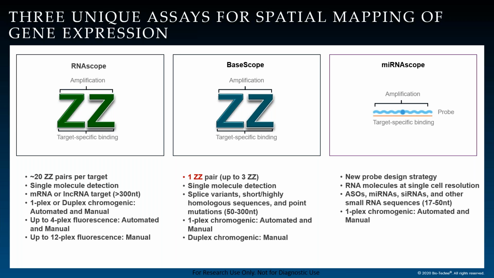Last but not least, ACD offers the newest miRNAscope technology to detect even the smallest RNAs and oligos, such as microRNAs, antisense oligos, small interfering RNAs, or other smaller sequences in the range of 17 to 50 nucleotides. This new assay is currently available as a chromogenic singleplex assay, which we'll get into more details in later slides.